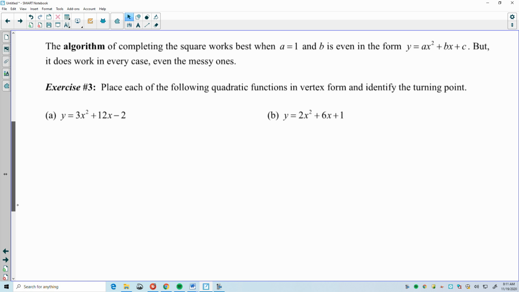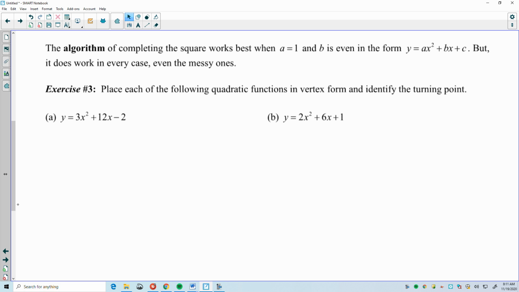Okay. So the algorithm of completing the square works best when a is equal to 1 and b is even. It works for every case. It's just, those are the nice easy ones. We're going to take a look at a couple of harder ones. And again, this may be the first time that you're looking at completing the square, completely understand. Don't worry, we are going to have plenty of time to practice this and master this in class.